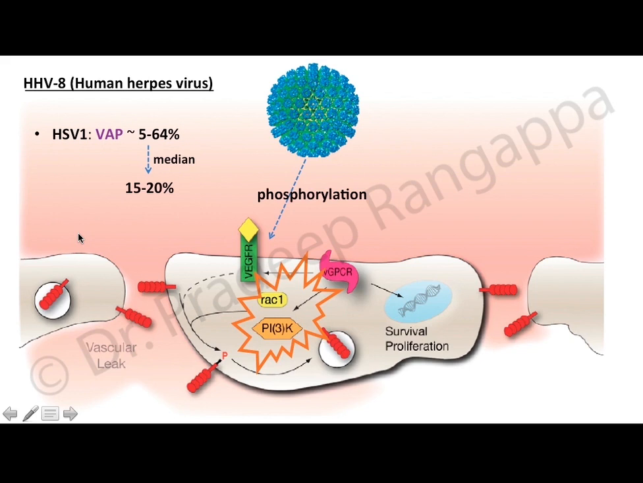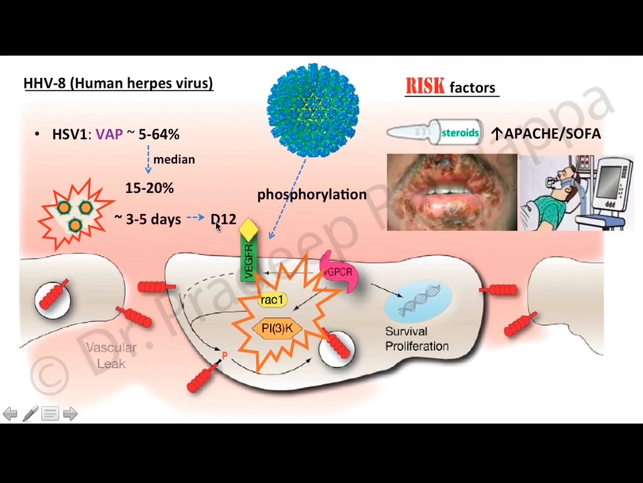So let us very briefly look into herpes simplex virus 1. Is it important to intensive care? Because it is shown that it can cause VAP in up to 5 to 64% of patients, and the median incidence or occurrence is 15 to 20%. And the activation of this herpes simplex virus can happen in 3 to 5 days of ICU admission, and it can manifest at day 12 with all the problems.